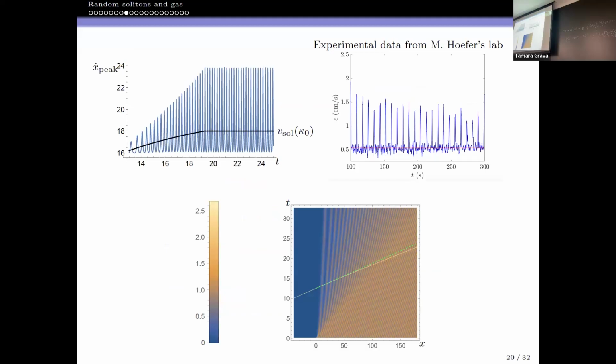This is the plot of the soliton speed. We trace a soliton and look at how it behaves. It's highly oscillatory, and the average velocity is this one. This is a magnified plot, and now if we put the soliton over the gas, we don't see oscillation here. If you look at the scale, we don't see oscillation.